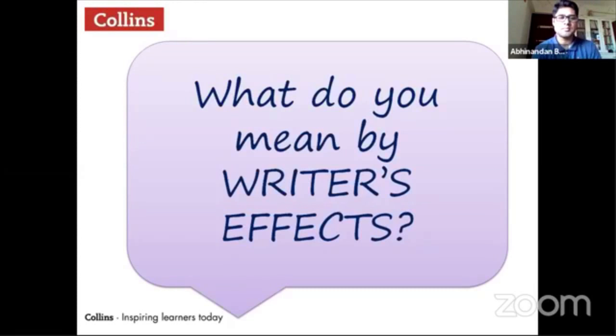Sure. No problem. Okay. First answer is from Neeru ma'am. She says the reaction generated from them. The second one is from Ms. Korean: understand why the writer said what he did say. The third one is writer's attitudes and feelings. That's from Ms. Merchant. Ms. Deepa asks you to repeat the question. So the question, ma'am, is on the screen. What do you mean by writer's effects?